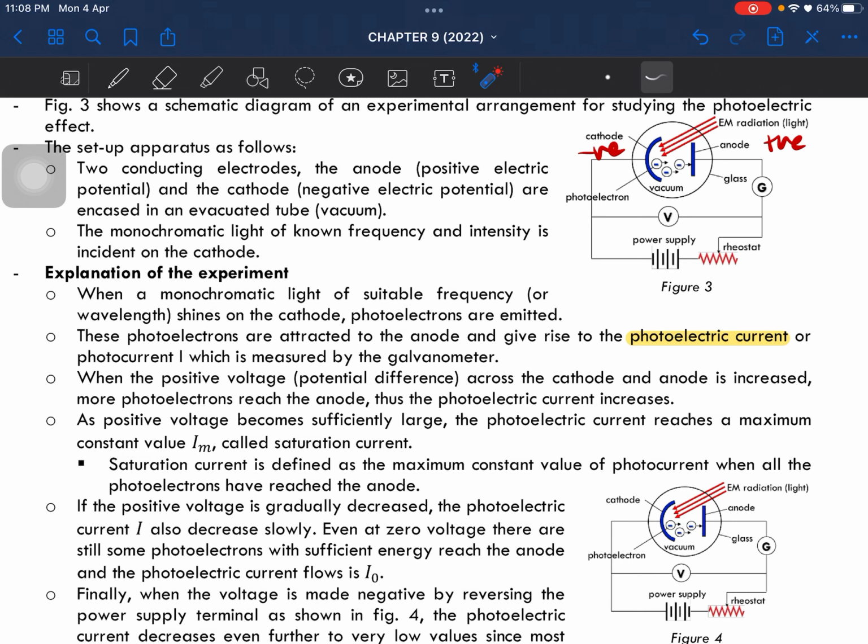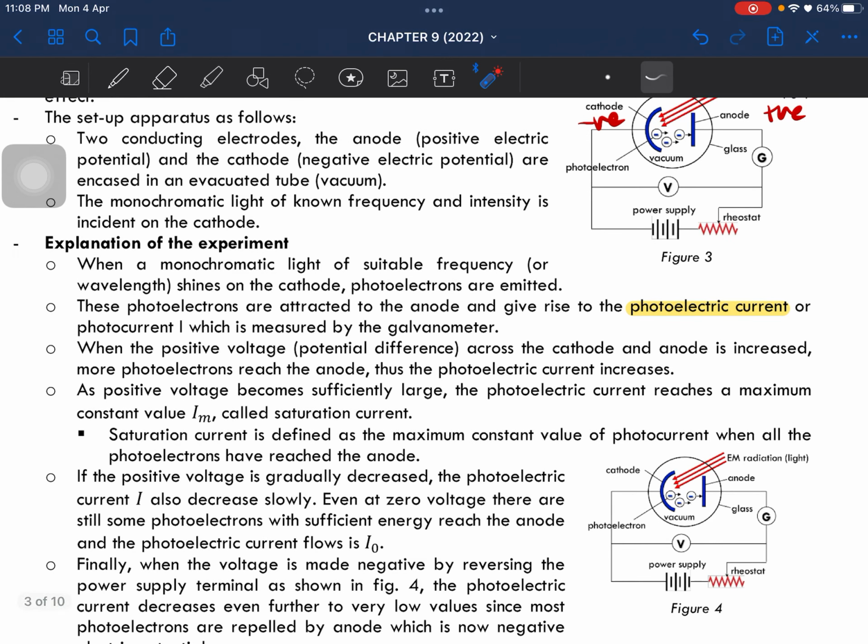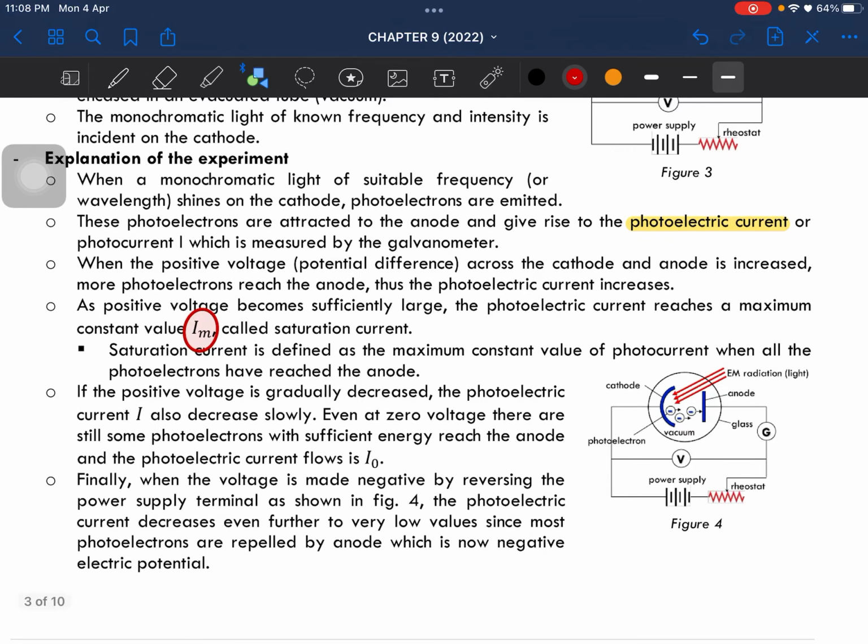Okay, so when this positive voltage or potential difference across the cathode and anode is increased, there would be more photoelectrons to reach the anode here. Okay, so the more photoelectrons come out from this cathode towards the anode, there will be a rise of photoelectric current. Okay, so as the positive voltage becomes sufficiently large, the photoelectric current will reach a maximum constant value. So that is Im. So this maximum constant value of current is known as the saturation current.